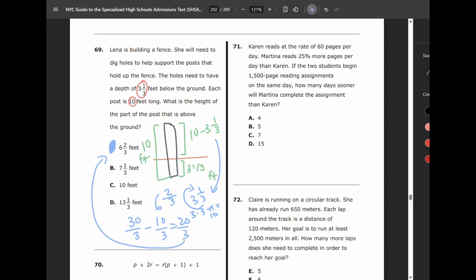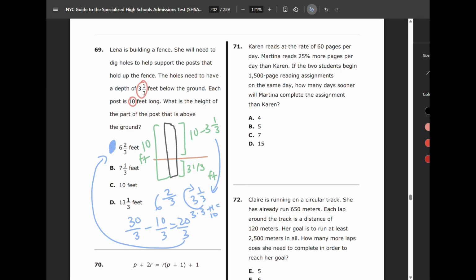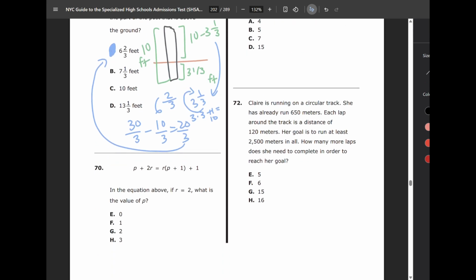Sounds good? All right, and we can check our answer quickly. So question 69 is A. Cool. All right, let's keep going. 70.